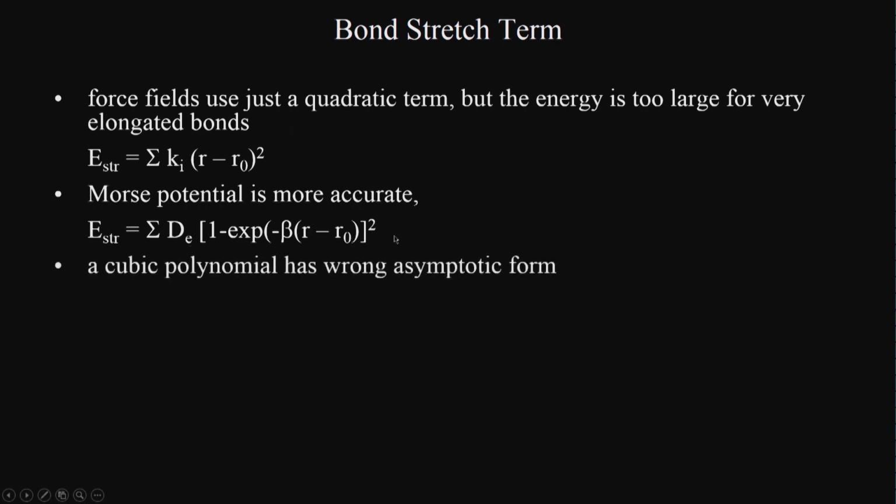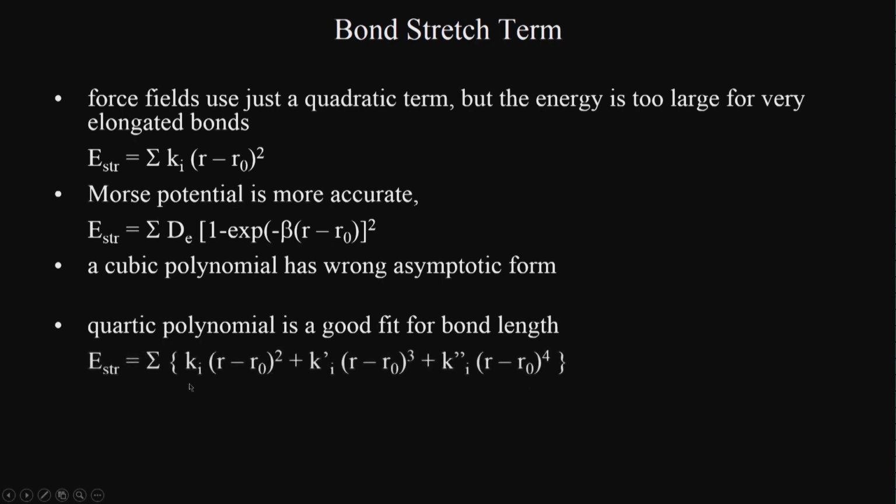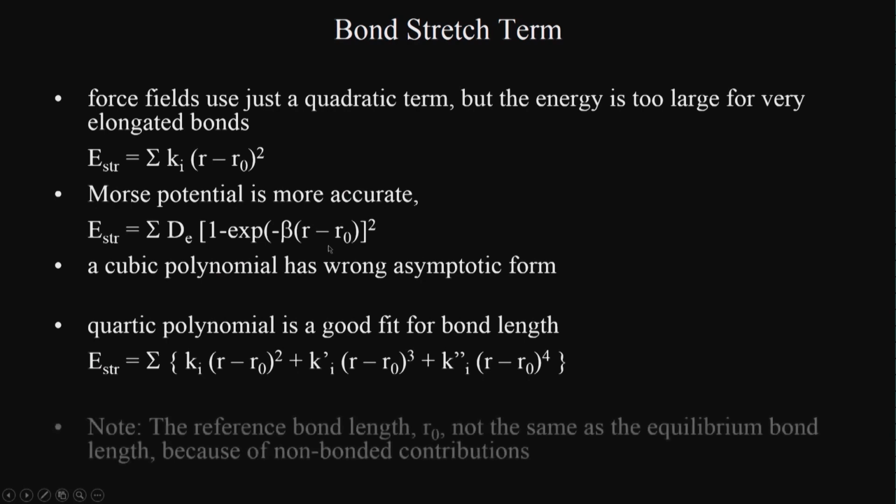Cubic is not used because it gives you a wrong asymptotic form, but sometimes quartic is also used, that is r minus r naught power 4, okay. So, you may have r minus r naught square, r minus r naught cube, r minus r naught power 4. So, you have many constants coming here. If you look here, a quadratic you will have only 2 constants. If you go to a quartic, you are going to have 1, 2, 3, 4 constants, okay. It also fits very well. Morse potential, that is also quite accurate. Here you have 3 constants, okay.